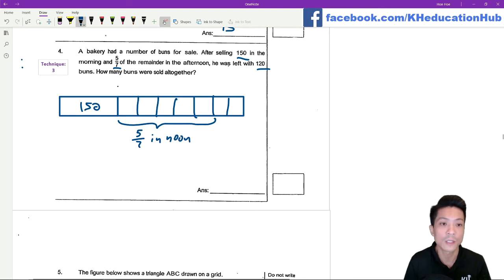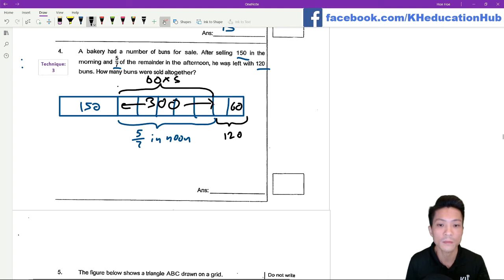It's left with 120, which means that this is what's left. How many buns were sold altogether, which means that 1 unit is 60. Here to here would be 60 times 5, which is 300. Okay, so how many buns were sold altogether? That would be 150 plus 300, which is 450 sold.